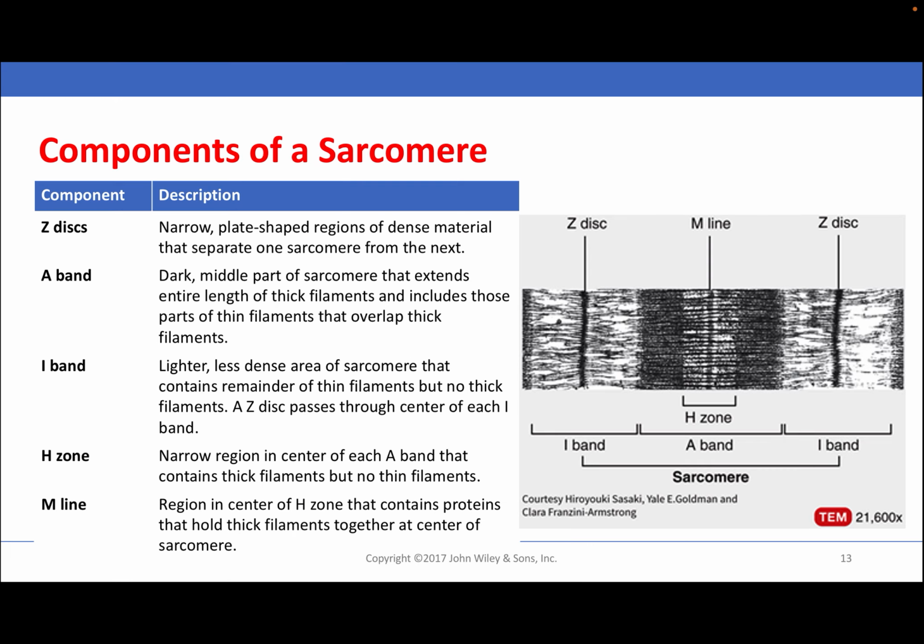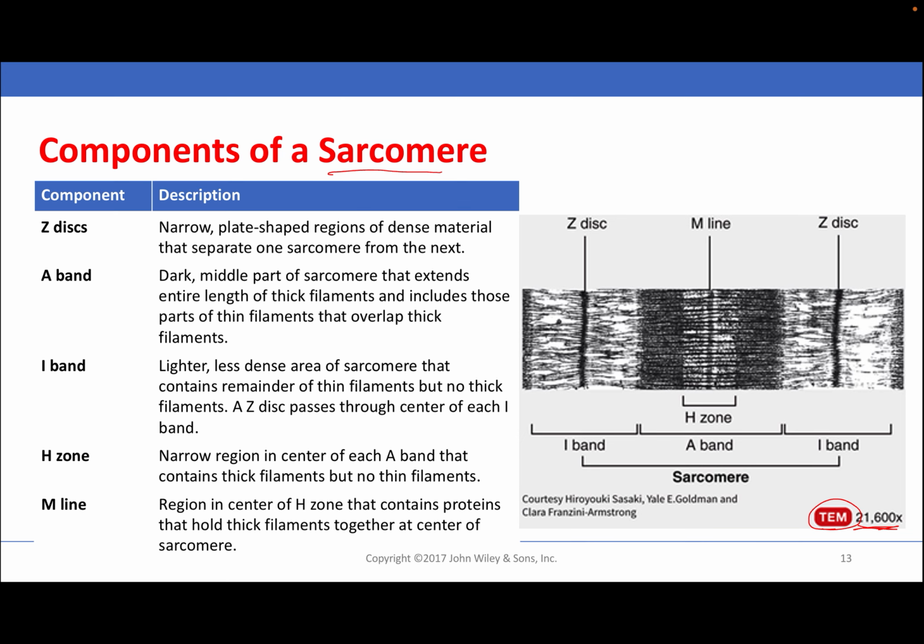So carrying on with the components of our sarcomere, this is how it actually looks when we look at it under a microscope. This is using transmission electron microscopy, so this is Mac Daddy magnification. We're looking at 21,600 times magnification in order to be able to see this. But it's really pretty cool.